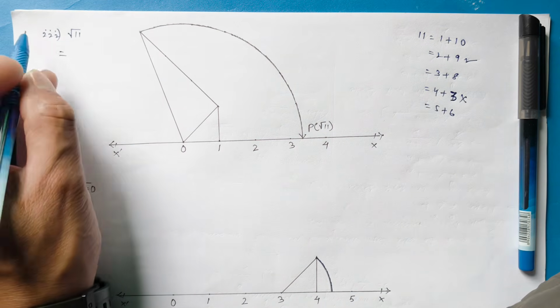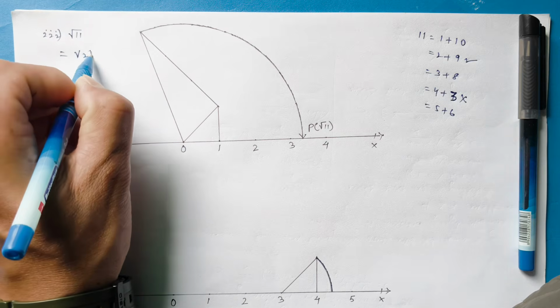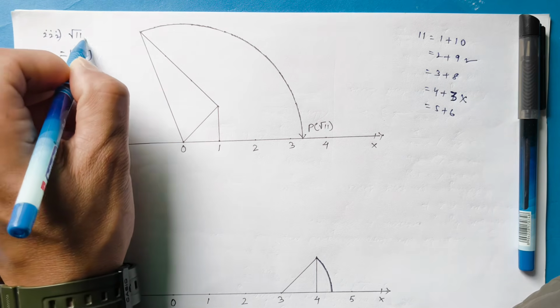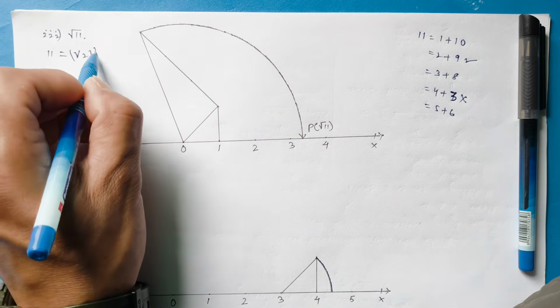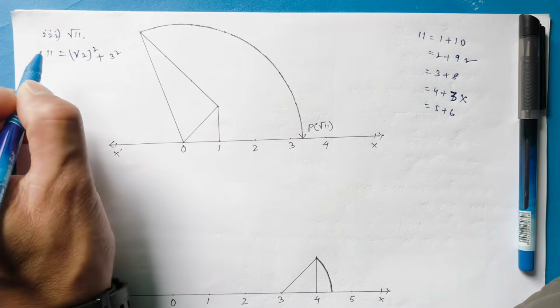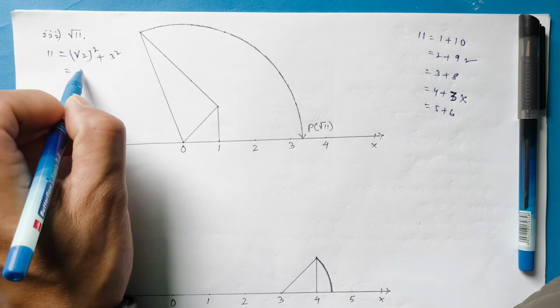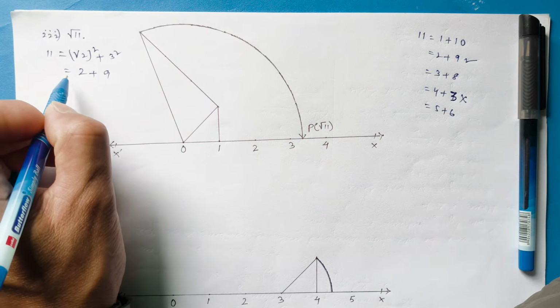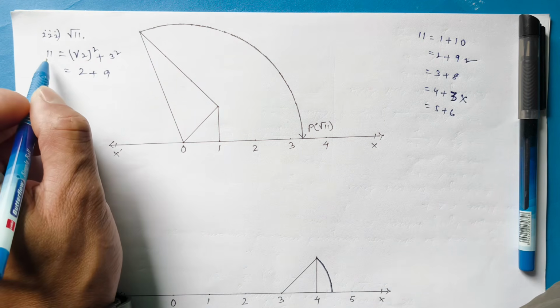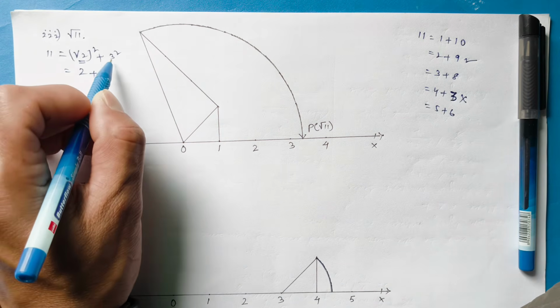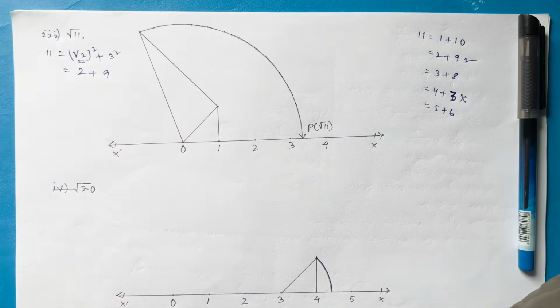Root 7 can be written as root 2 square. 11 can be written as root 2 square plus what? 3 square. Root 2 squared is 2, 3 squared is 9. 2 plus 9 is 11. So first we'll take root 2 and next we need 3.